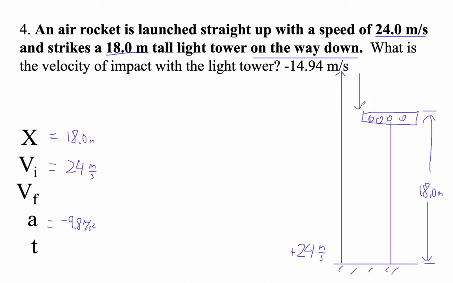So it's not zero after it hits the tower. It's right before it hits. Just to remember, if it strikes the ground, it doesn't strike it not moving. It strikes it with some velocity.